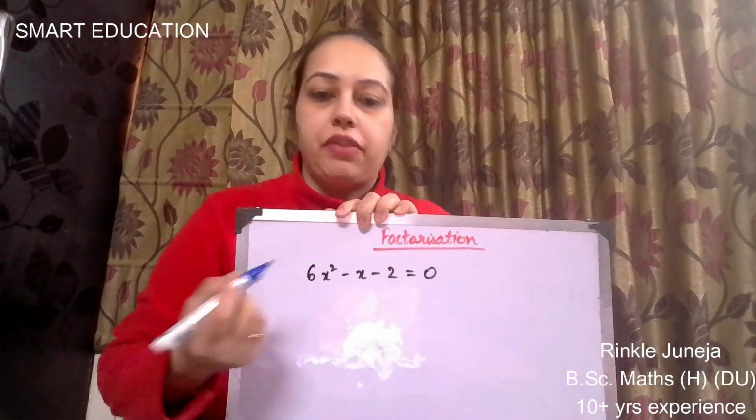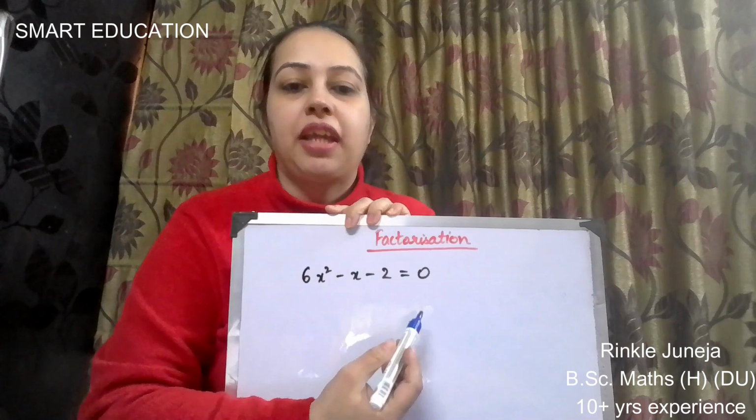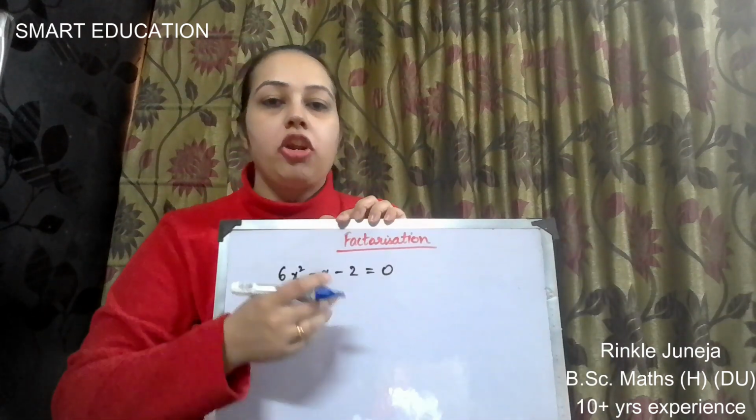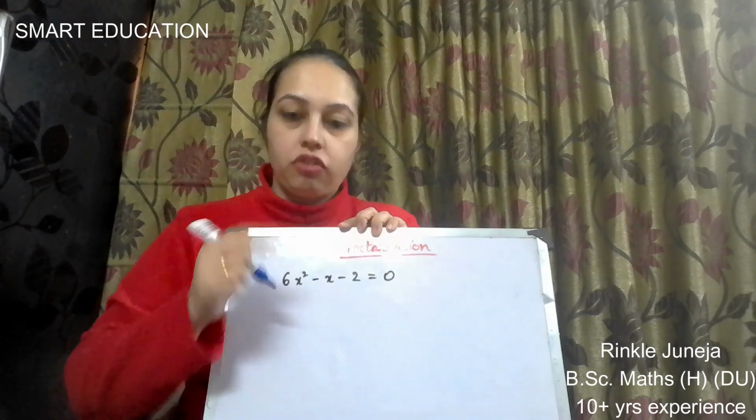Let's understand the factorization method using an example. Suppose we have the equation 6x² - x - 2 = 0. We need to find the solution of this equation. Now in factorization, we need to find two numbers.